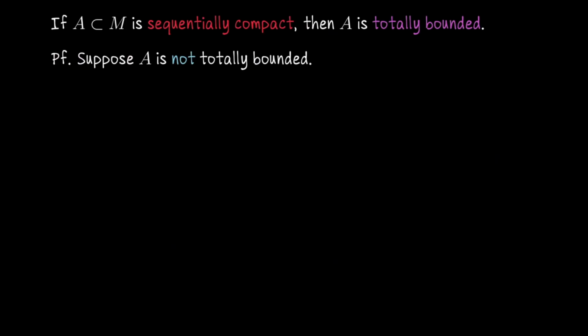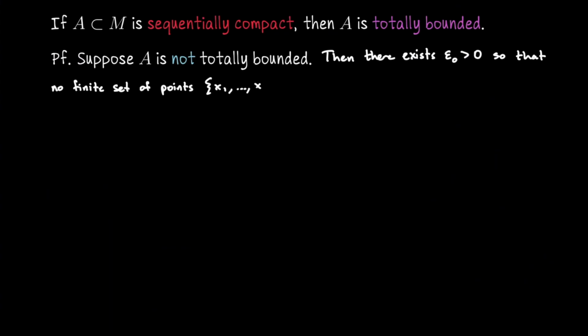Okay, so that will be the second sentence of my proof here. The first is, suppose A is not totally bounded. So then there exists some epsilon naught greater than 0. It's like a bad choice of radius, so that no finite set of points creates epsilon naught neighborhoods covering A. So let me write, there is no finite set of points satisfying that A is contained in their union of epsilon naught neighborhoods.